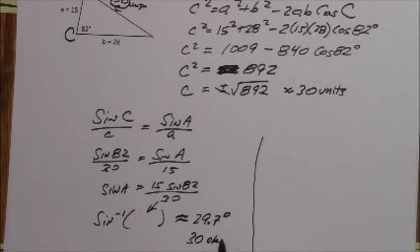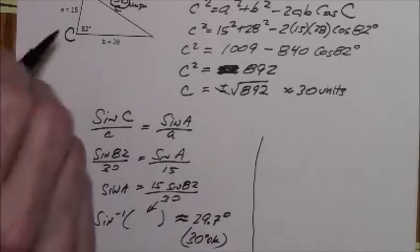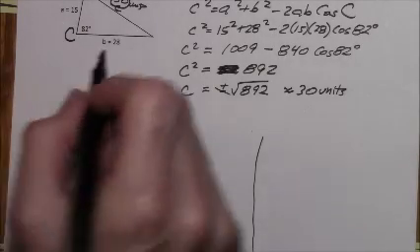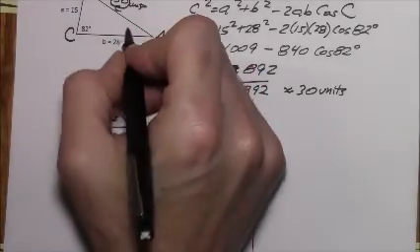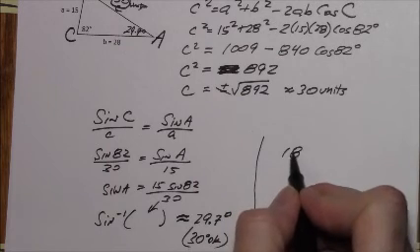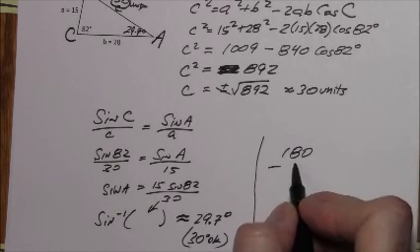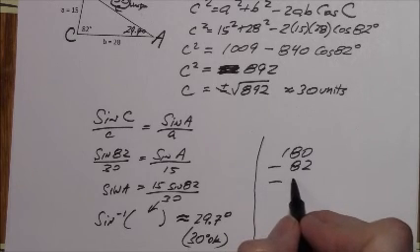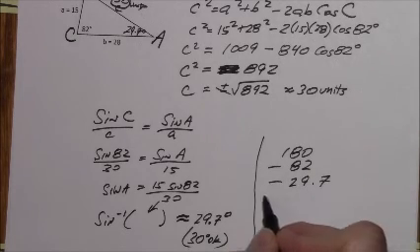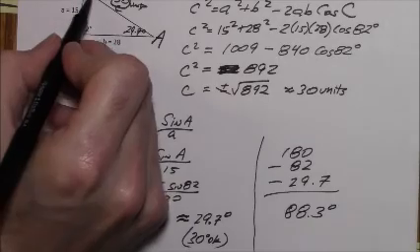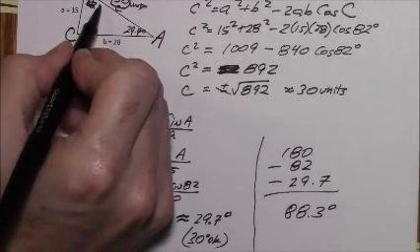Okay. So up here, this is side length A, so across from it would be angle A, and we'll put 29.7 degrees. Now we can do 180 minus the 82 for angle C minus 29.7 for angle A, and that tells us that angle B is 88.3 degrees. So we're going to put 88.3 degrees here.